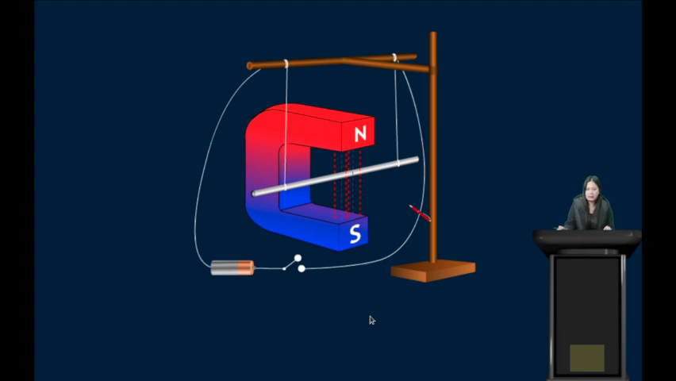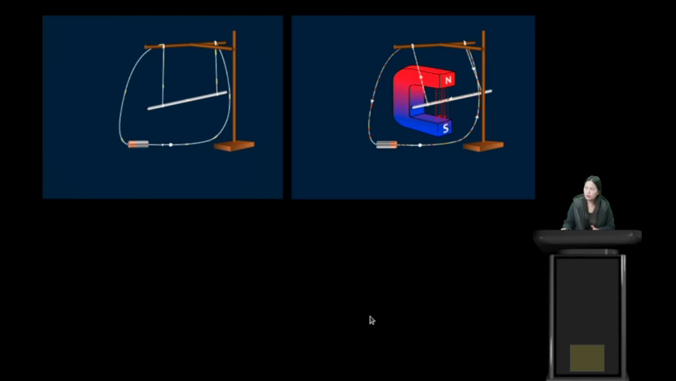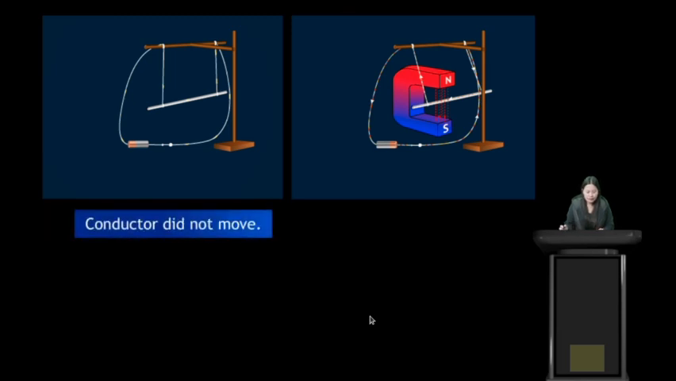So what will happen if we hang a current carrying conductor in a magnetic field? Observe carefully. When we allow current to pass through the conductor placed in the magnetic field, what do we observe here? We see that the conductor is moving outward. Do you agree? So we have two cases here. In the first case, the conductor did not move. In the second case, the conductor moved outward in this direction.